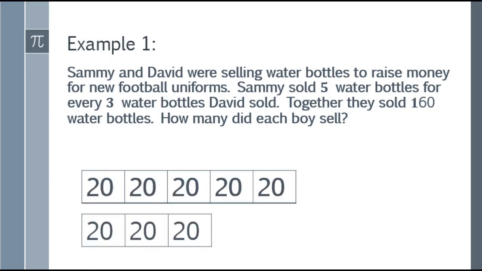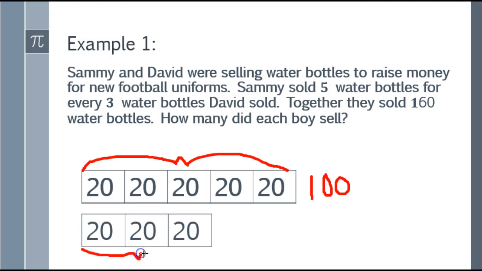So when I break my boxes back apart and I see that each box represents 20, I can see that Sammy, when he sold the 5 water bottles, comes out selling a total of 100 water bottles. And then I look at David's 3 pieces of tape, giving him a total of 60 water bottles. So Sammy sold 100 water bottles to David selling 60 water bottles.